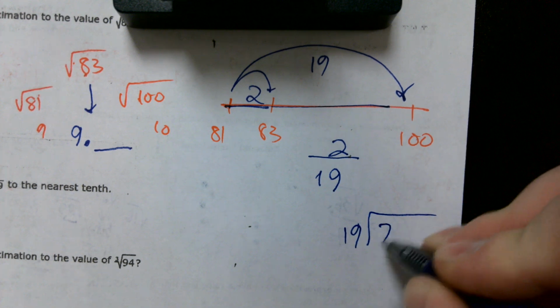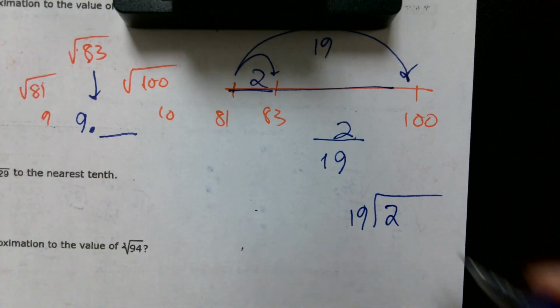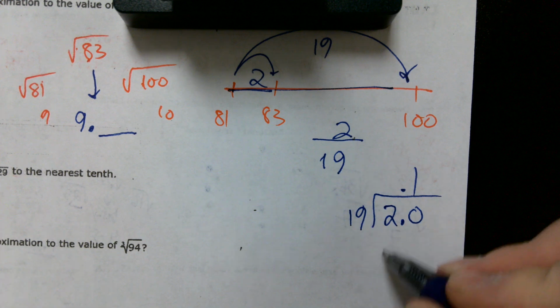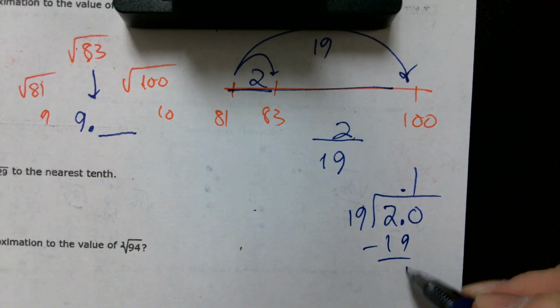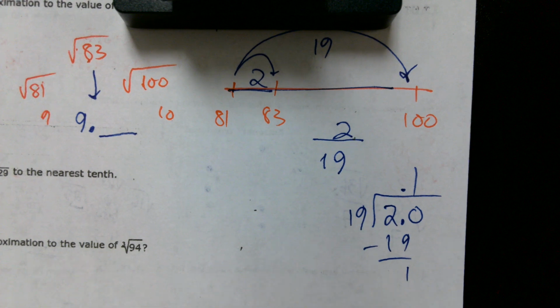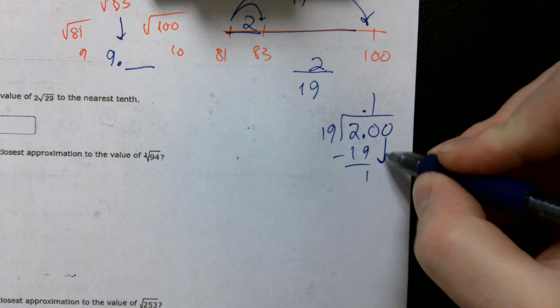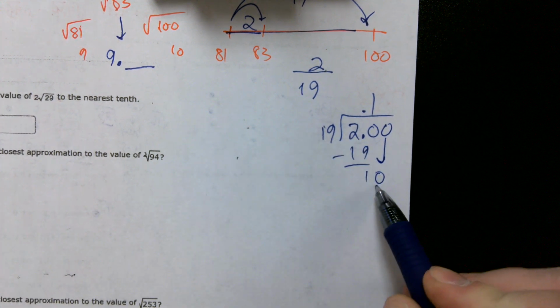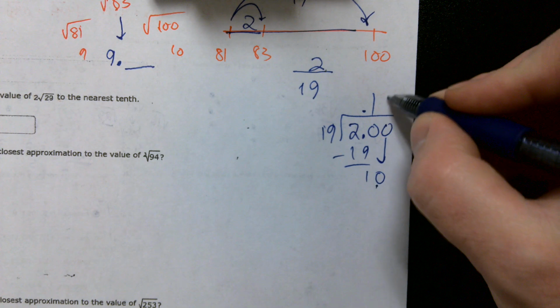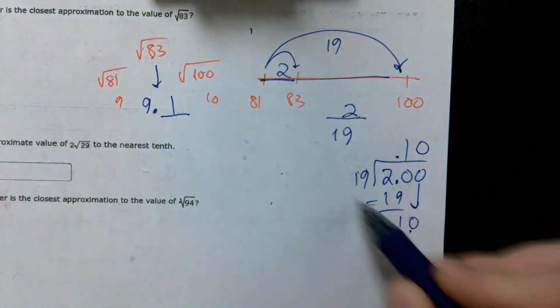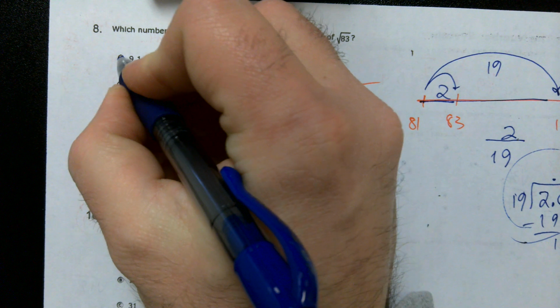So 19 going into 2. I need a decimal space with a 0. How many times does 19 go into 20? 1 time. 1 times 19 is 19. Subtract that and get 1. You guys remember how to do long division by hand? Hopefully. I add another 0 and bring it down. How many times does 19 go into 10? None. So that's 0. What is my decimal going to be now? 9.1, right? So my answer is going to be A.